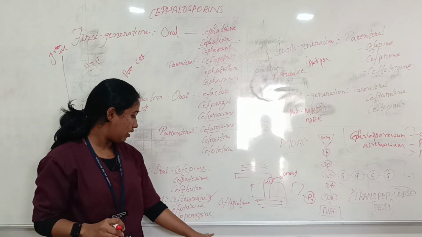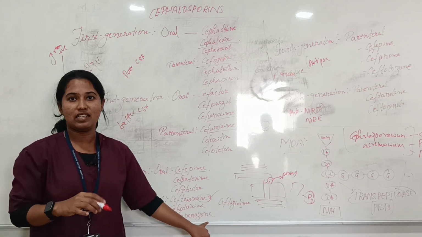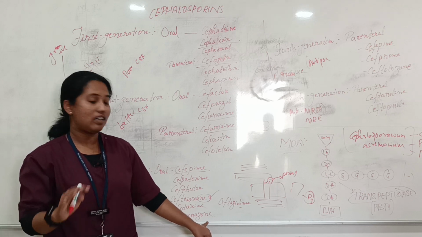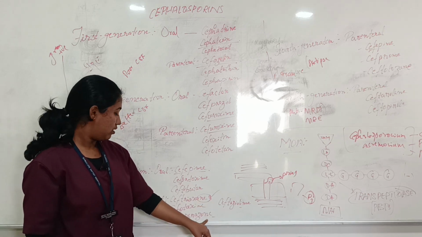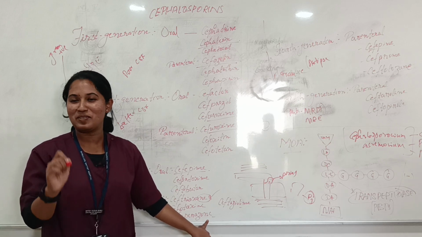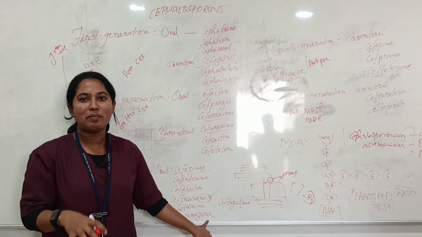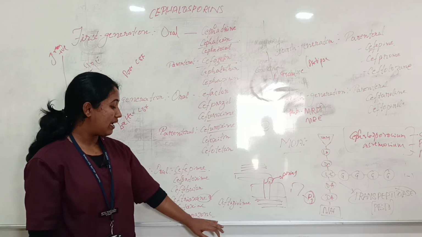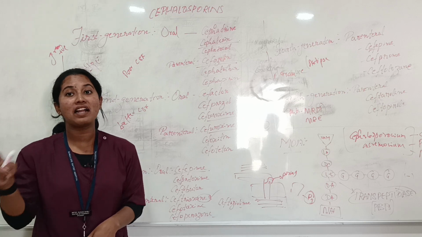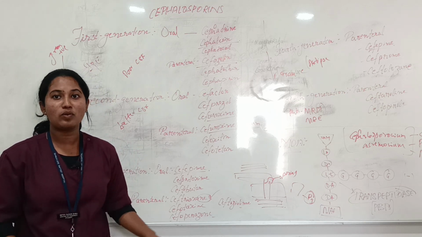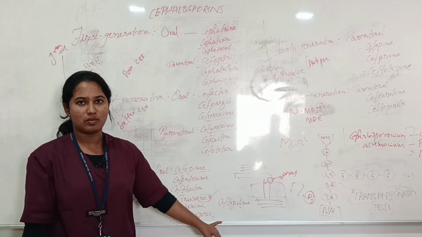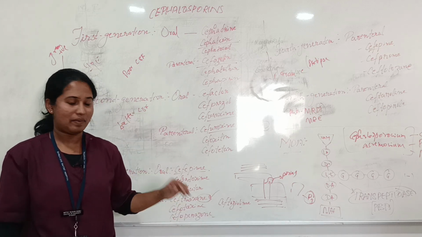And cefoperazone is actually the one requiring hepatic adjustment. Okay, it is not ceftazidime, it is cefoperazone. Cefoperazone is the cephalosporin which doesn't require renal adjustment but requires hepatic adjustment. Again, when you are giving it in combination, cefoperazone plus sulbactam, sulbactam requires renal dosage adjustment. Though cefoperazone doesn't require it, sulbactam requires renal dosage adjustment. So you'll have to see that again.